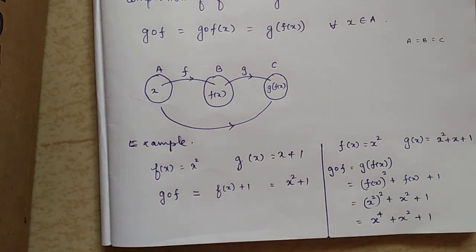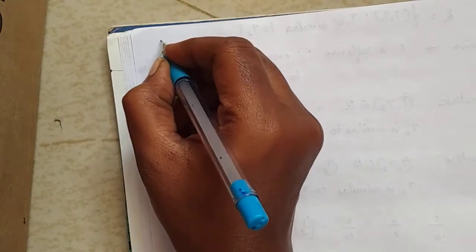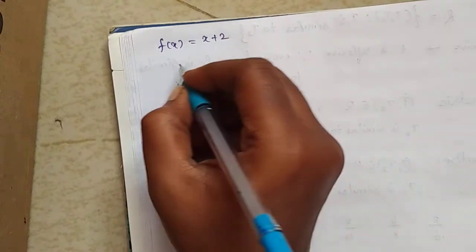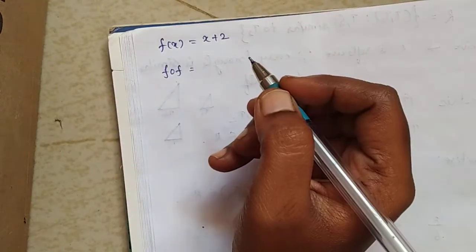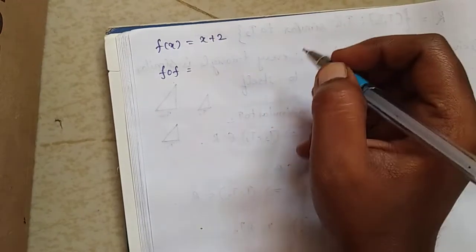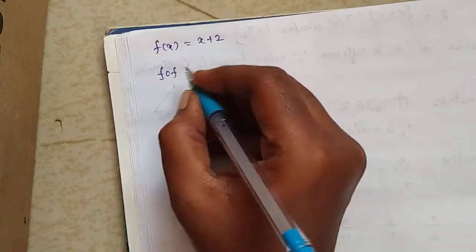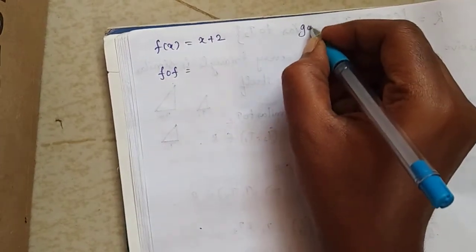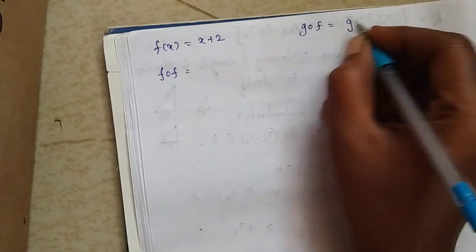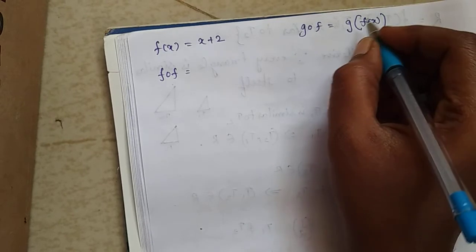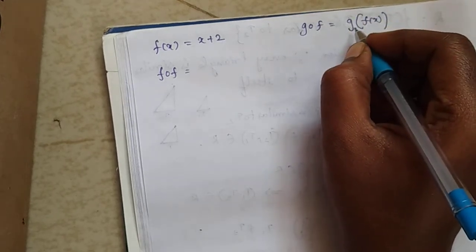Now relating the same function, let us see. See here, let f of x be equal to x plus 2. Now what is my f of f? Similarly, what is g of g? That also we have to see. For f of f, if it is g of f we write g of f of x. This will be written as f of x, and that f of x I will substitute in g.